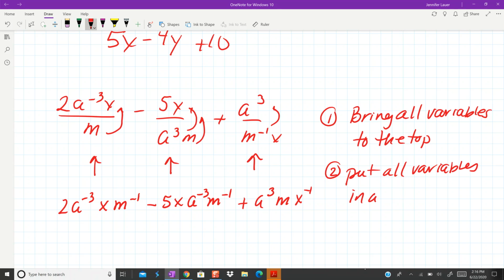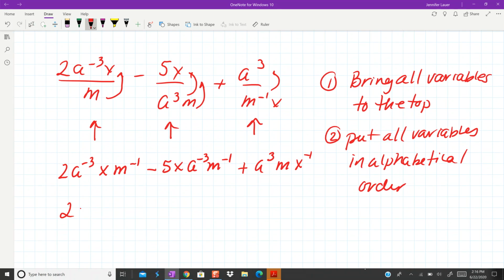Now, your second step is to put all variables in alphabetical order. Well, what's the point of that? Well, this is going to actually let us see what is alike. So here, I'm just going to switch the m and the x. Don't have to do anything to this one. Just here I'm switching this and putting the x in the back.